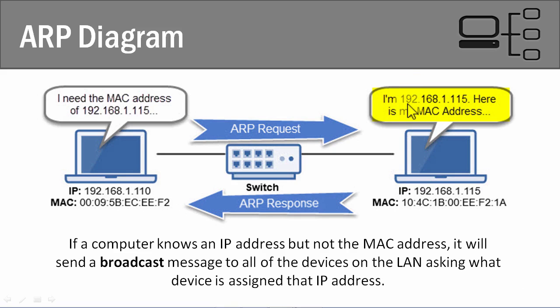And this guy says, oh, okay, well, I'm this guy. I am 192.168.1.115. Here's my MAC address. And so he'll go ahead and respond with his MAC address to this computer, and now this computer is going to have the associated MAC address. And that's how this works in a nutshell from a high-level perspective.